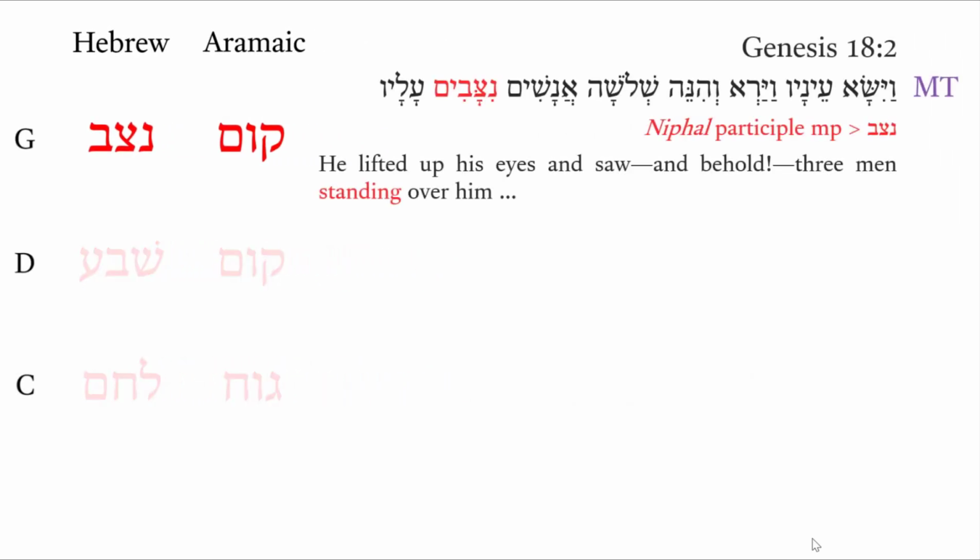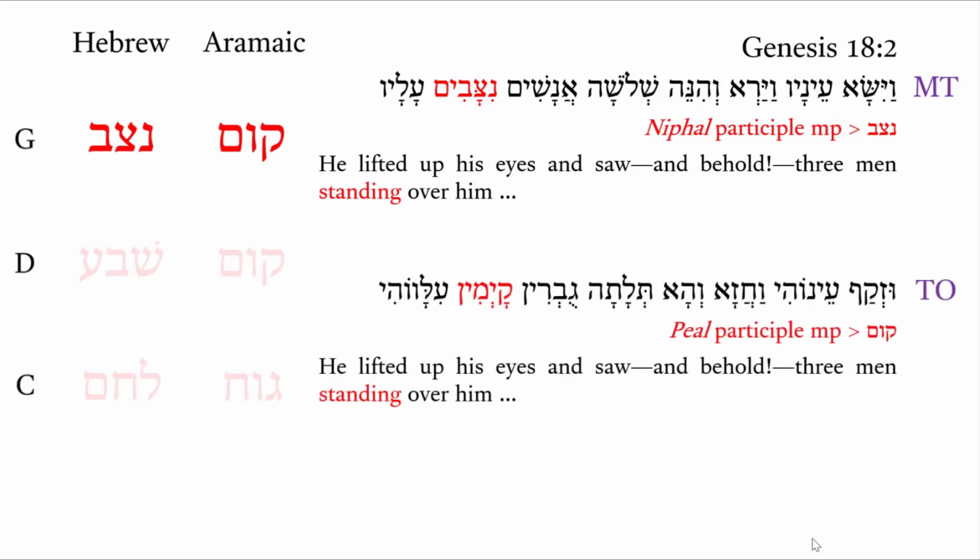So just these examples right here in Genesis 18:2. Translation: he lifted up his eyes and saw, and behold, 3 men standing over him. That's nafal participle, masculine plural. In Onkelos, same idea, 3 men standing over him. There's no need to try to search for an itpael or some sort of passive reflexive stem. I mean, we've got a nice active voice idea here, and the pa'al fits perfectly.